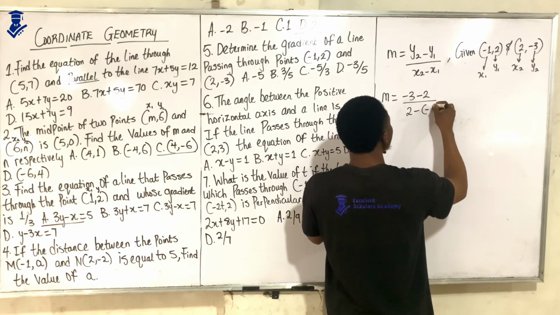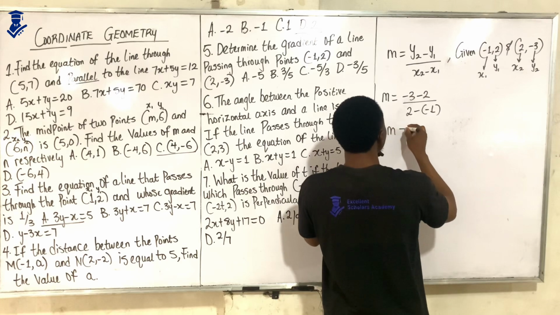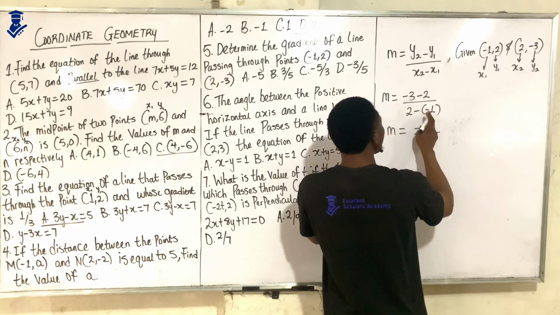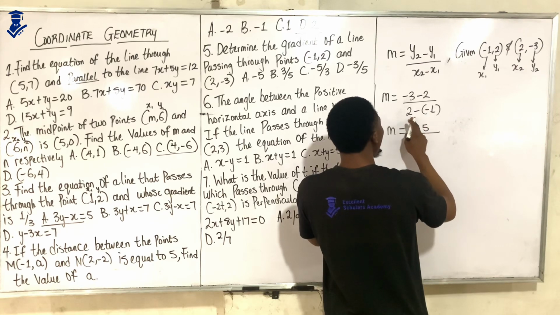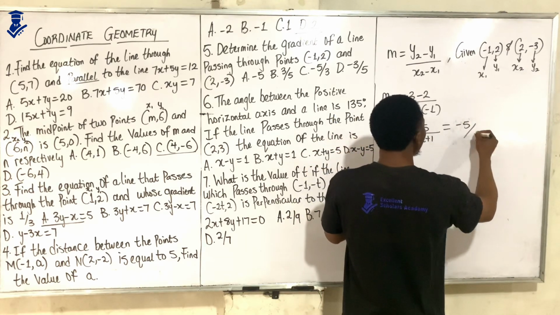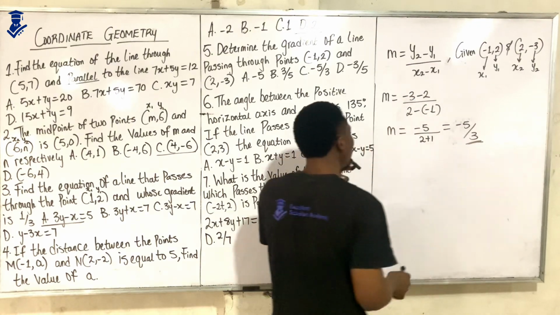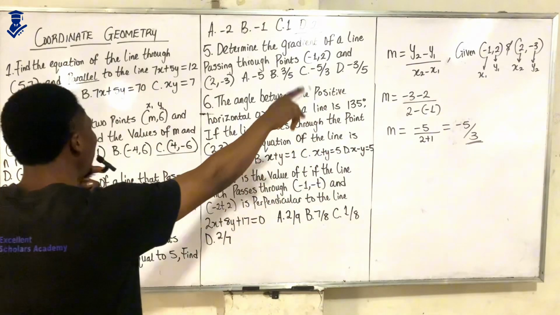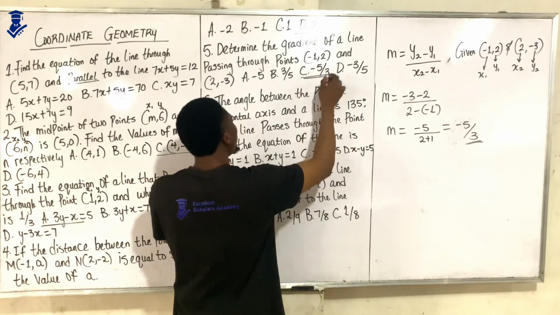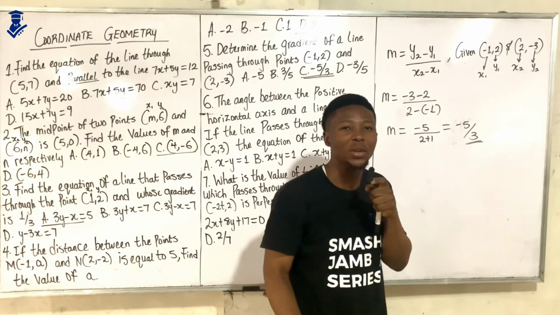x1 is minus 1. So that becomes that m is equal to minus 3 minus 2 is minus 5 over, minus times minus gives us plus, so we have 2 plus 1, which is 3. So our gradient passing through those points is minus 5 over 3, which gives us option C. So option C is the correct answer, minus 5 over 3.